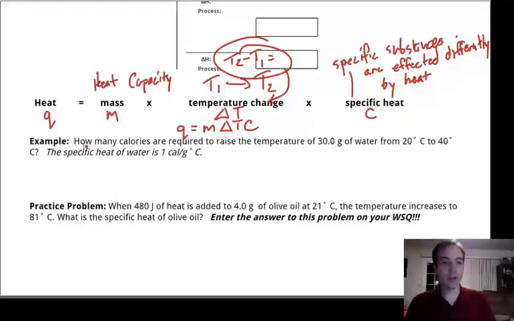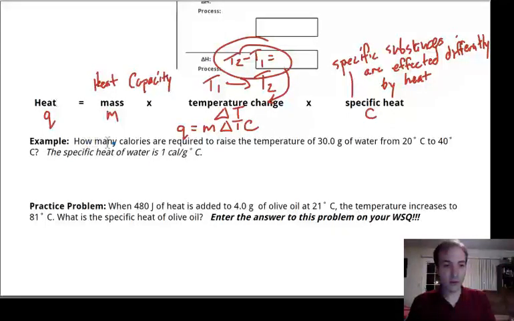So let's look at an example here. It says, how many calories are required to raise the temperature of 30 grams of water from 20 Celsius to 40 Celsius? And then it tells us the specific heat of water is 1 calorie per gram Celsius. Now my trick here is I start off by identifying all of these variables, Q, M, delta T, and C, before I plug anything in.